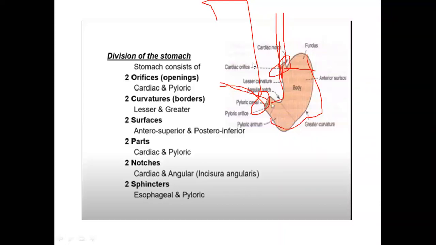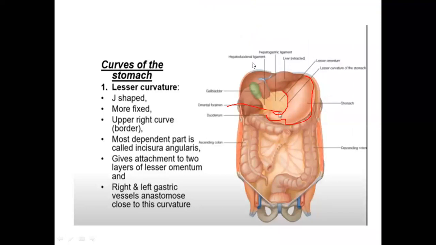Ma'am, then it is J. The lesser curvature is J shape, and it is the fixed part, and the greater curvature is the mobile part, and the lesser curvature is the more dependent part. The most dependent part of lesser curvature is called incisura angularis, and it gives attachment to the lesser omentum, and the greater curvature gives attachment to the greater omentum.